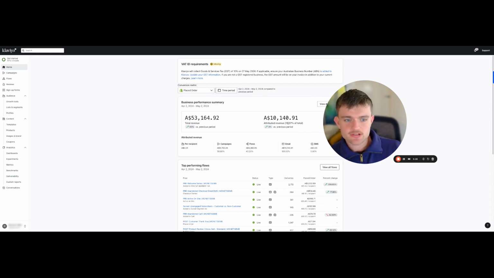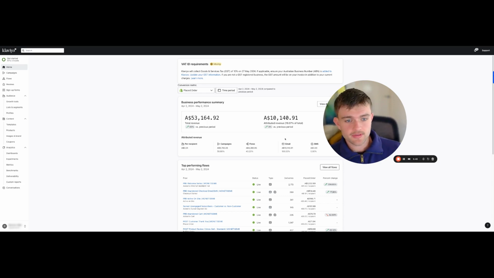So we know attributed revenue is low. We know the flow revenue is low, and we know the campaign revenue is doing decent. Honestly, at this point, I would not even be looking at the campaigns. It's carrying. There are obviously going to be changes we can make there, but the best levers to pull here are going to be in the flows and now the deliverability.